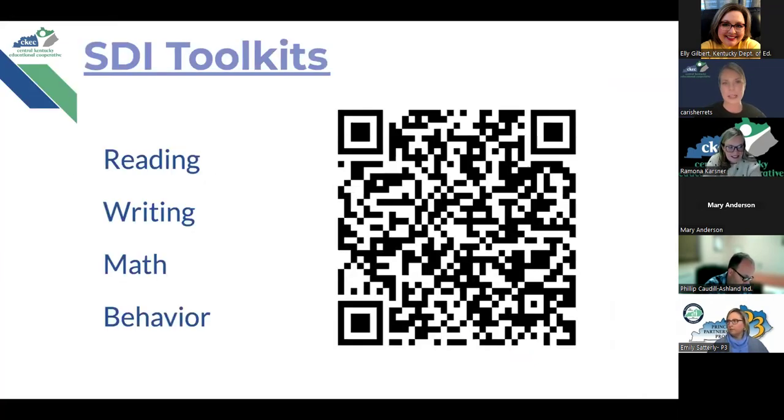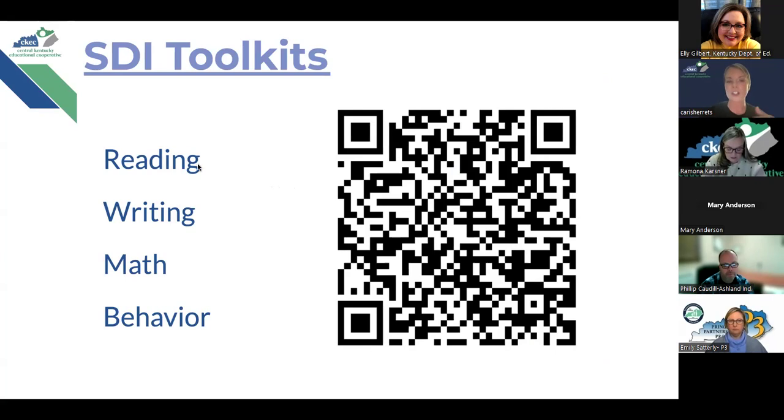We have right here, so there are a couple of our consultants actually in later sessions this afternoon. I think there is one this morning and then this afternoon, but we have SDI toolkits that all the co-ops in Kentucky came together and created these resources around specially designed instruction. And so if you scan that QR code or click on the link in the slides, it takes you to the folder where all of those resources are located.